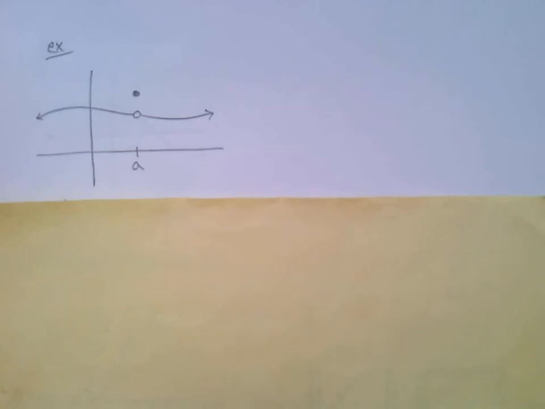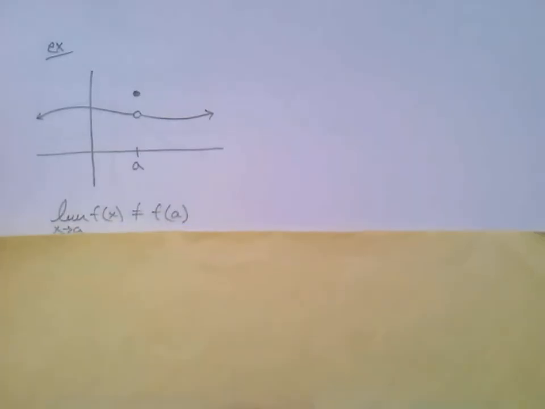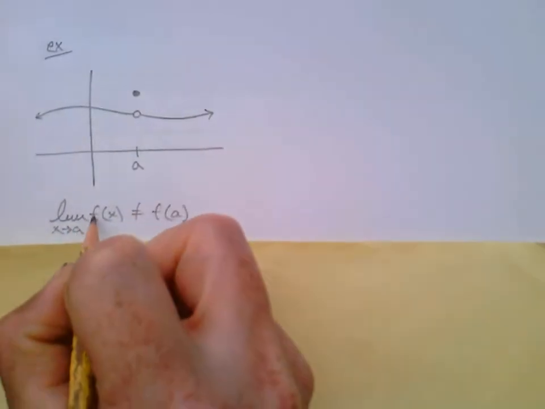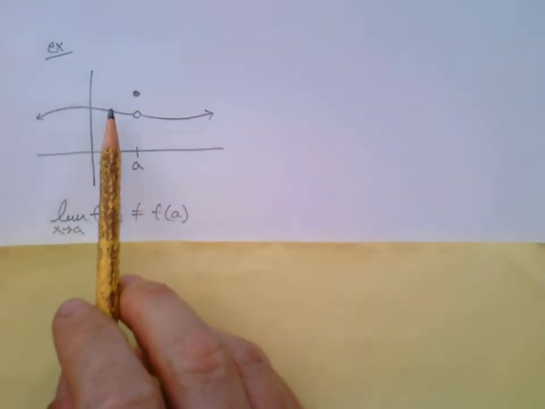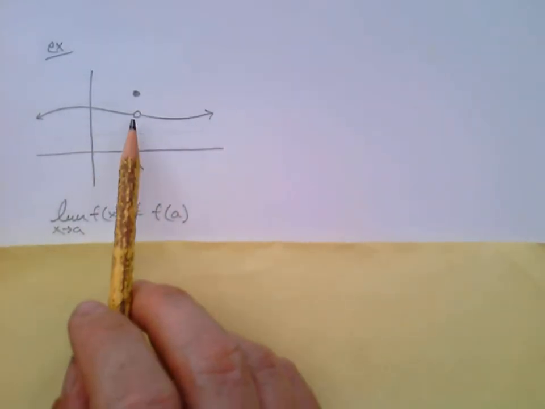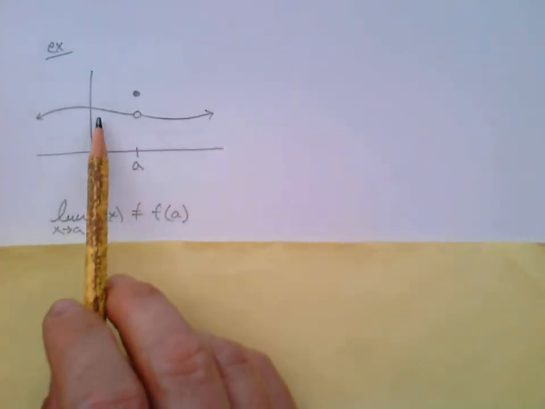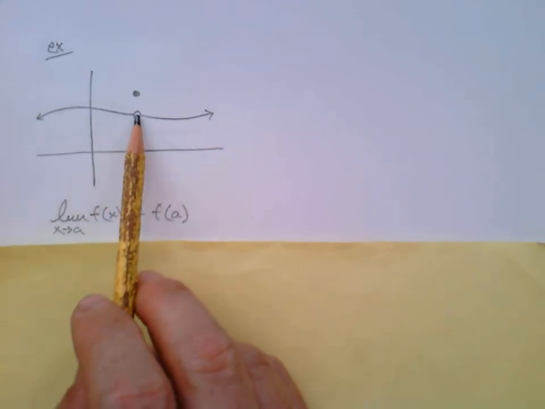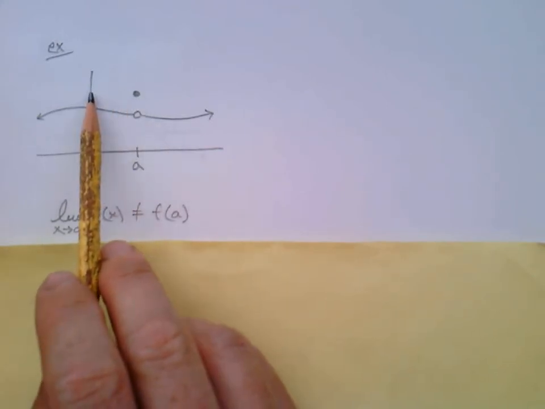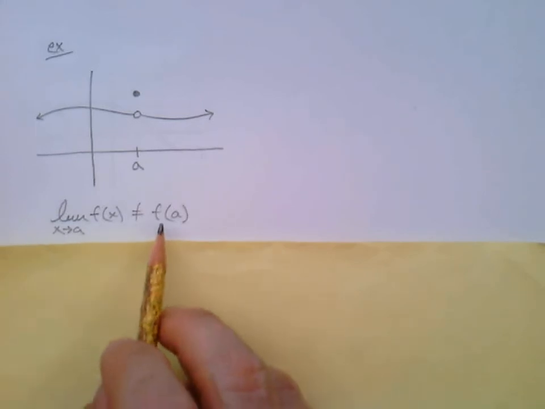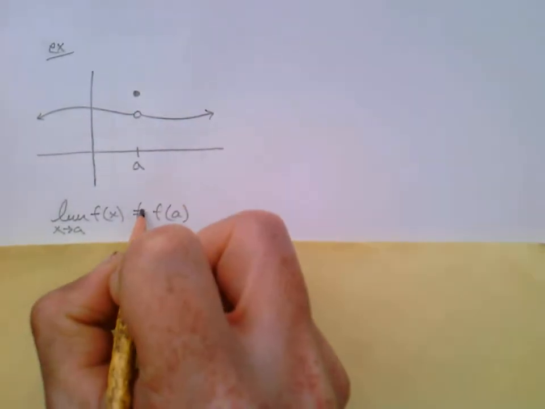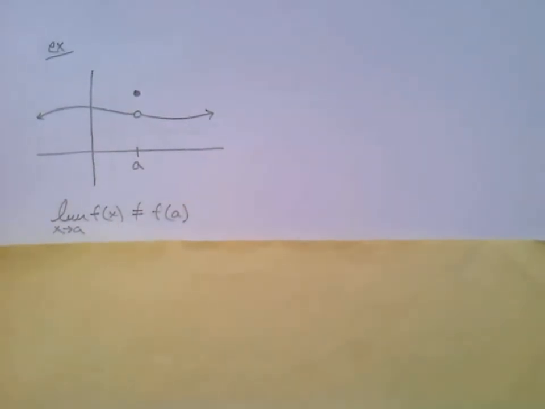If you thought about the different parts, well, hey, the limit does exist, right? But they're not equal. The limit value would be down here, this y value. The function value, though, is up there. And now they both exist, finally, but they're not at the same location. They're not at the same y value. So that is discontinuous as well.